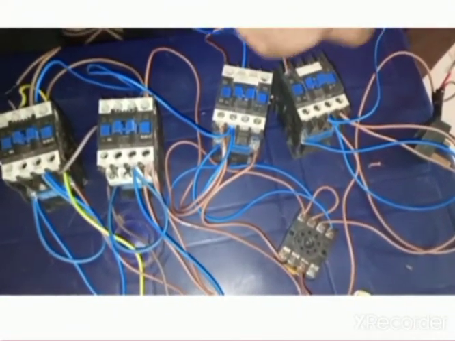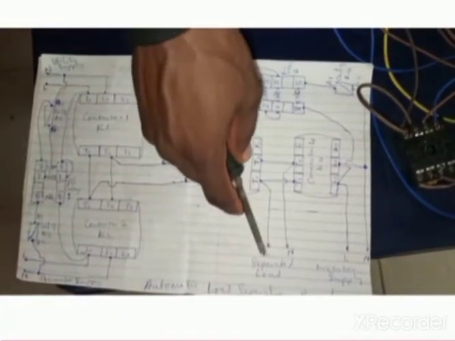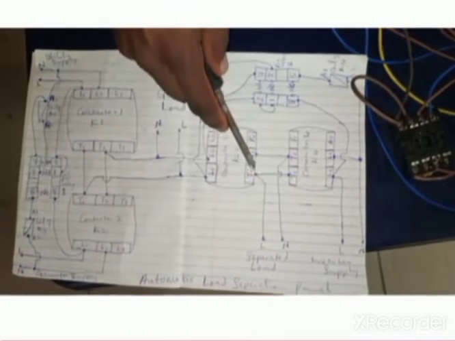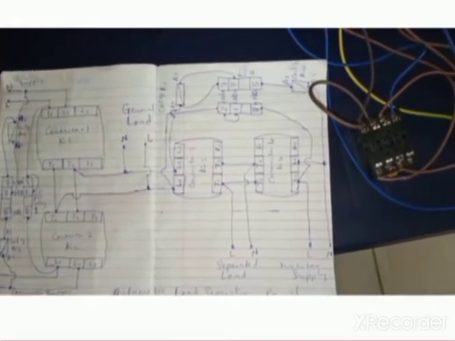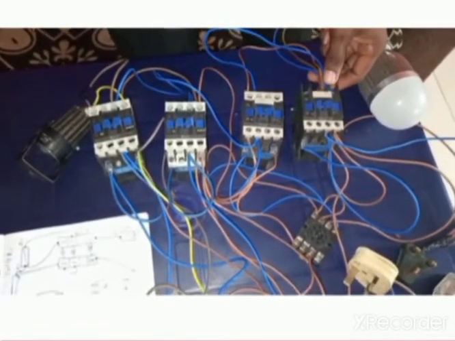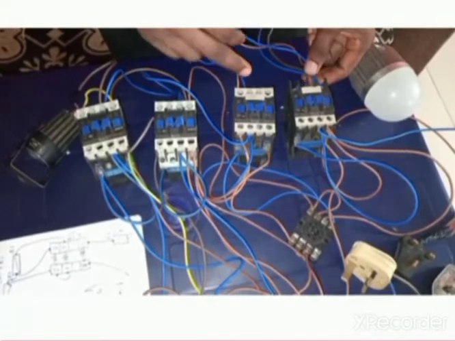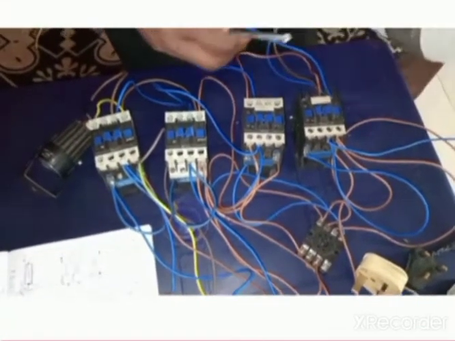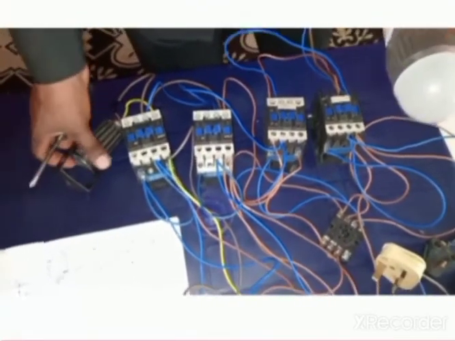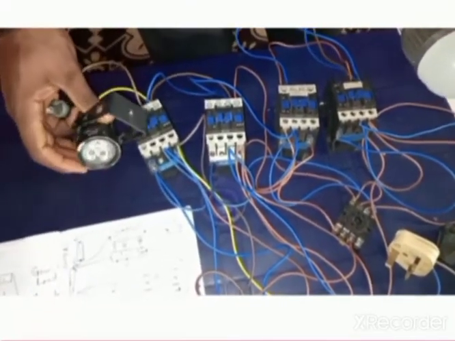Looking at the diagram now, you see that the separated load is connected to T1 and T2 of the two contactors. So you have to connect the separated load to T1 and T2 of contactor 3 and contactor 4. We have connected T1 and T2 of contactor 3 to T1 and T2 of contactor 4, and that's where the separated load is. I'm using this as a separated load, and I'm using this one as the general load.